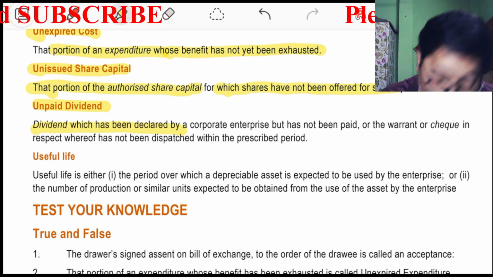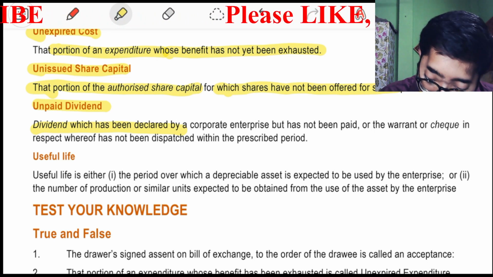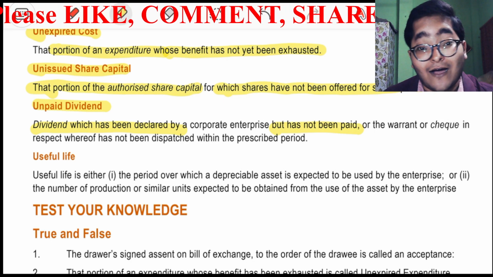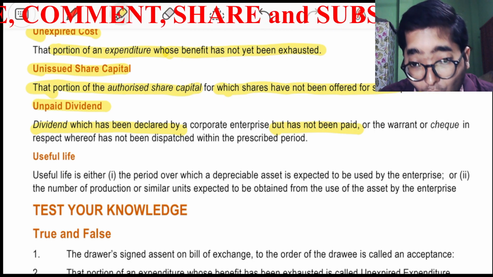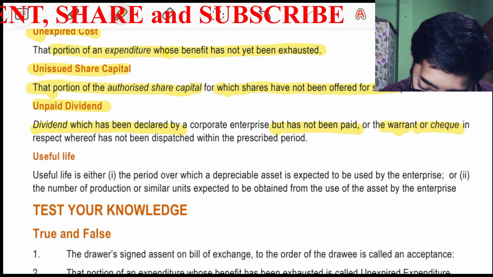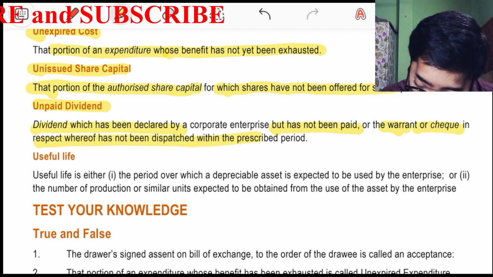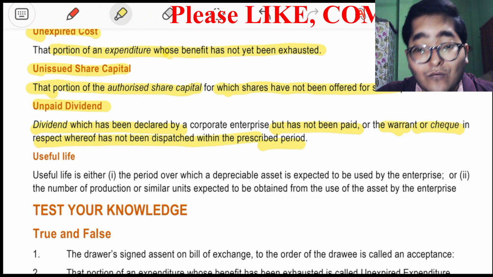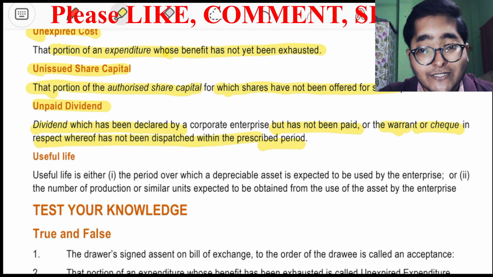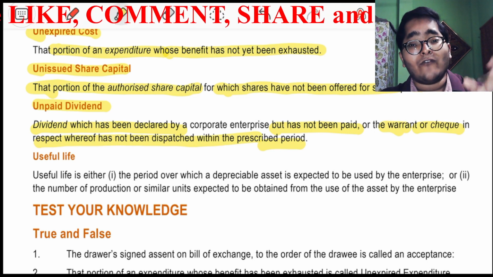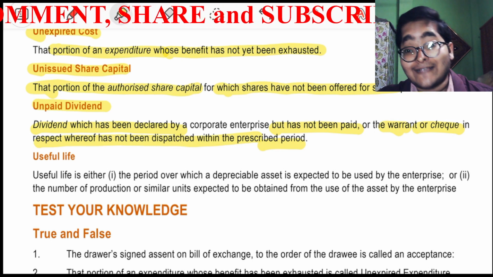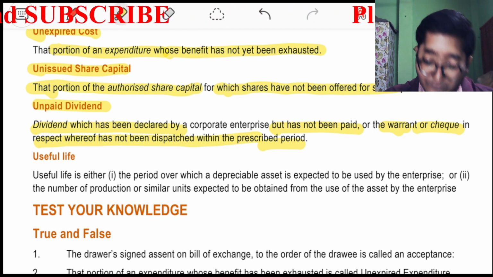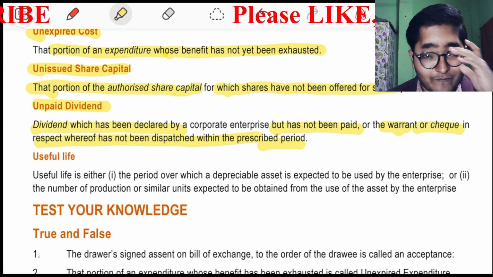Dividend which has been declared by the company but has not been paid is known as unpaid dividend. Or warrant or check in respect of whereof has not been dispatched within the period. If the warrant or check has not been dispatched, that is the case of not being paid. In that case, the dividend which has been declared but has not been paid is known as unpaid dividend.